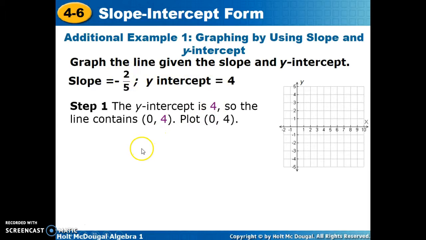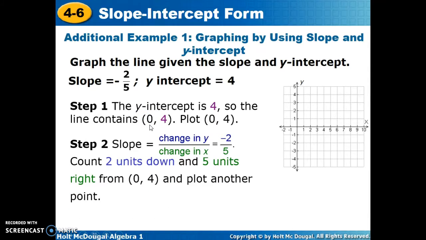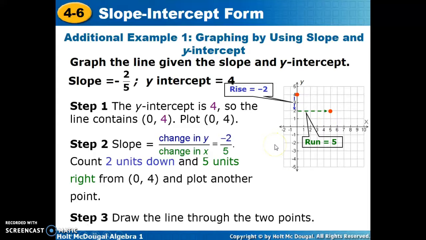Our first step is to plot the y-intercept. Because it's on the y-axis, x is 0. We take the slope then, the change in y over the change in x, that's given to us in fraction form. We're going to be going vertically down 2 and horizontally over 5. So we plot our point, the y-intercept, 0, 4, and we use our slope, rise of negative 2, run of positive 5. And we connect the dots by drawing the line through the 2.